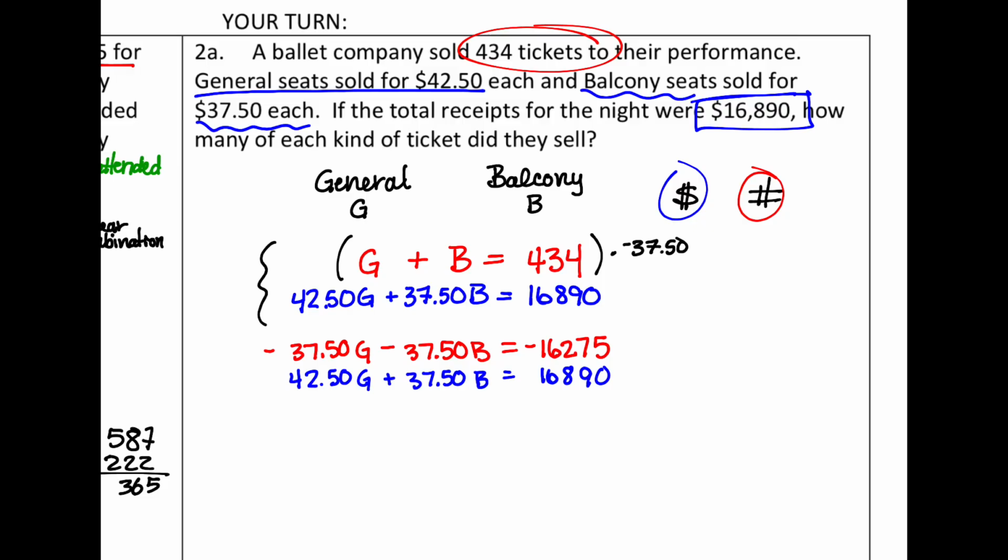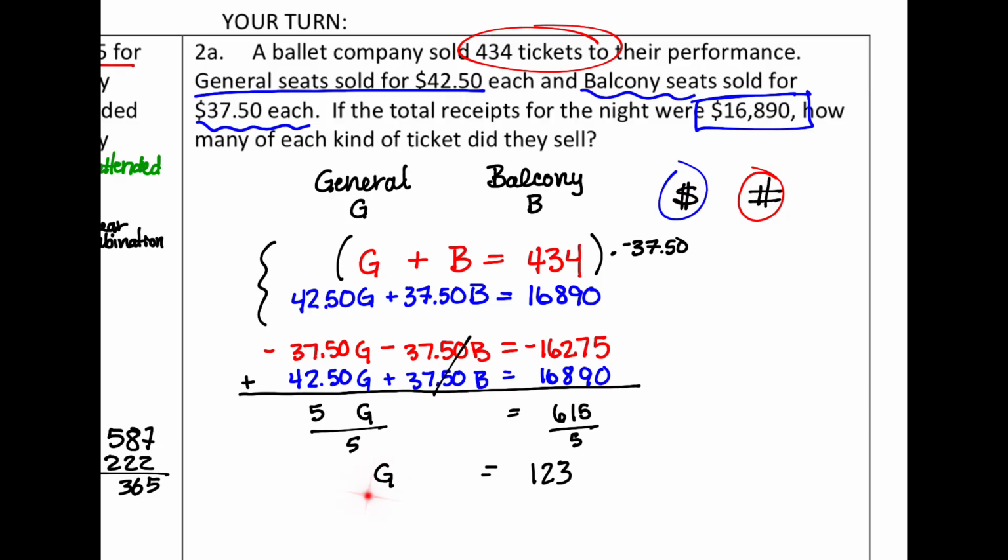Let's see what happens. Okay, so I'm going to add these two up, and those cancel. So I end up with 5G is equal to 615, which is going to work nicely because it's divisible by 5, right? So G then is equal to 123.